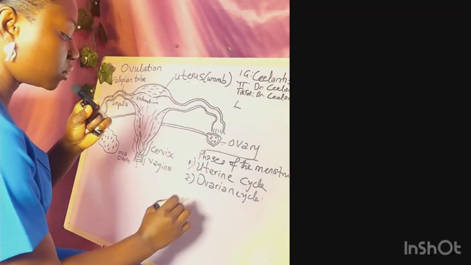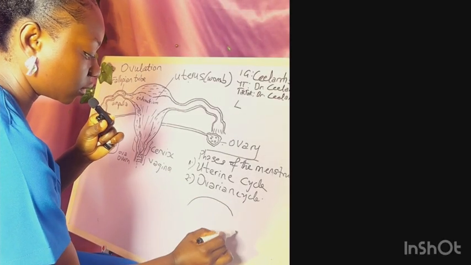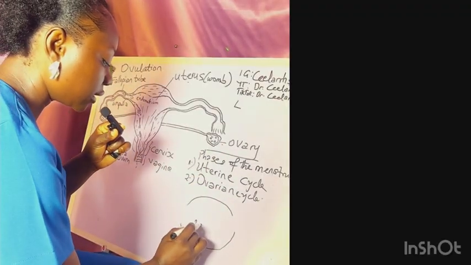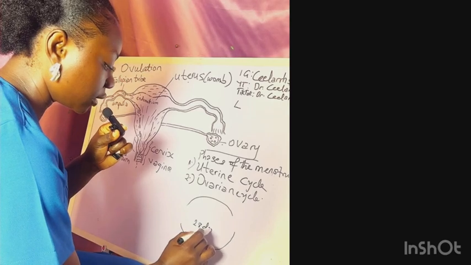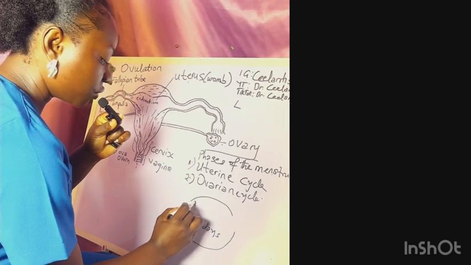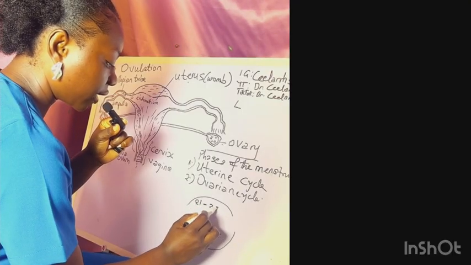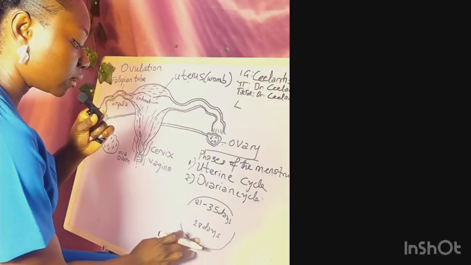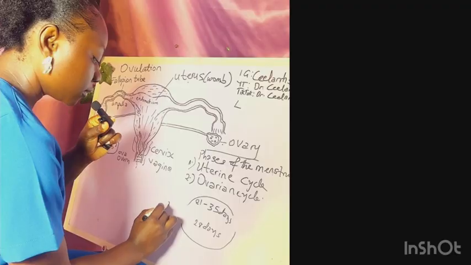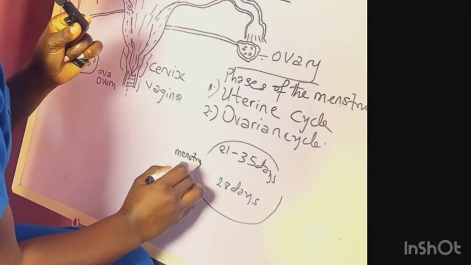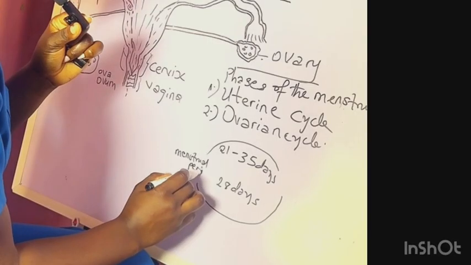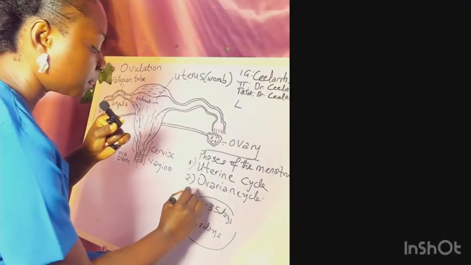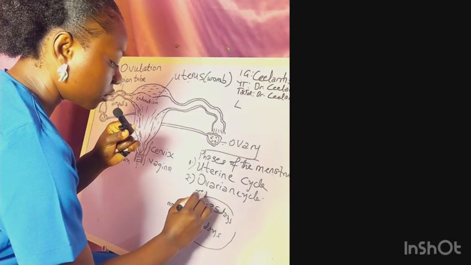Okay, now I'm going to draw this as a cycle for us to understand. An average menstrual cycle is usually 28 days, right? And the range is from 21 to 35 days. All right, so this is the cycle. Now, when a woman sees her menstrual blood, we call that the menstrual period, right? And the period before the woman ovulates is called the pre-ovulatory period.